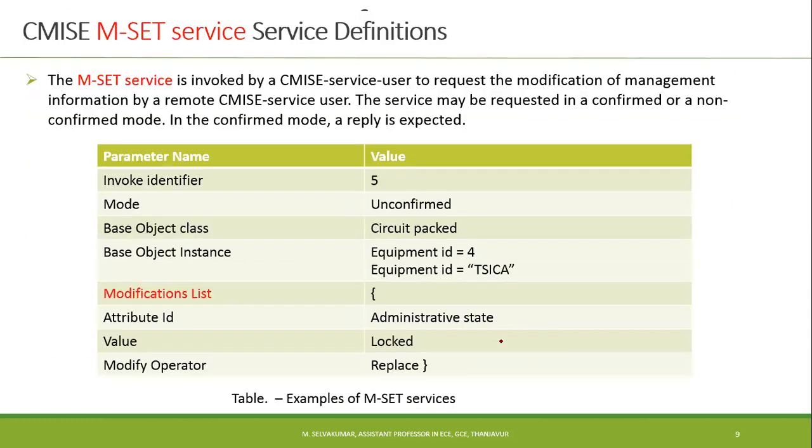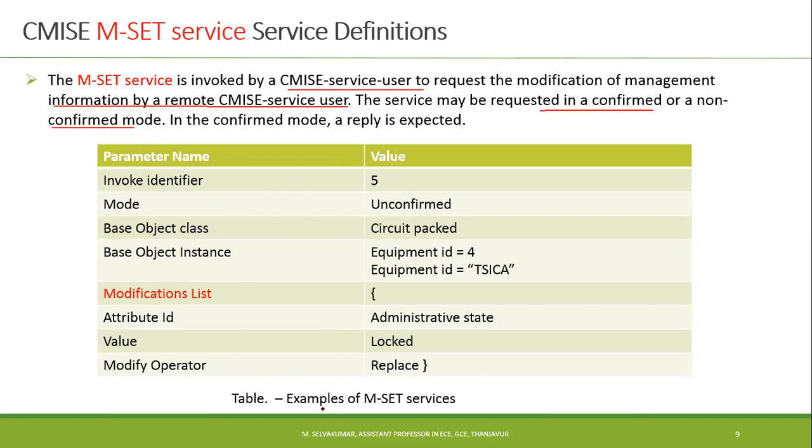Next is the CMIS M-SET service definition. This M-SET service is invoked by a CMIS service user to request the modification of management information by a remote CMIS user. So the M-SET service requests to modify the management information of a remote user. The service may be requested in a confirmed mode or a non-confirmed mode.